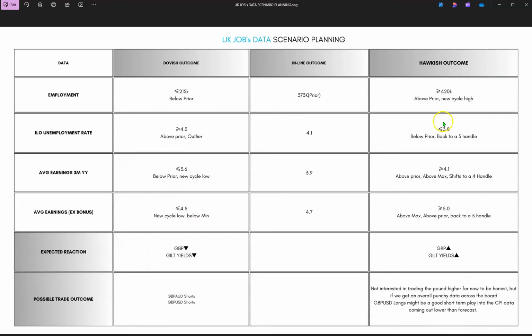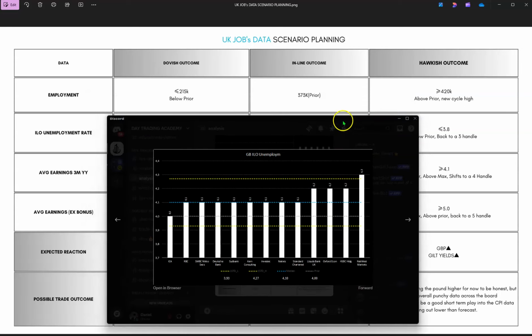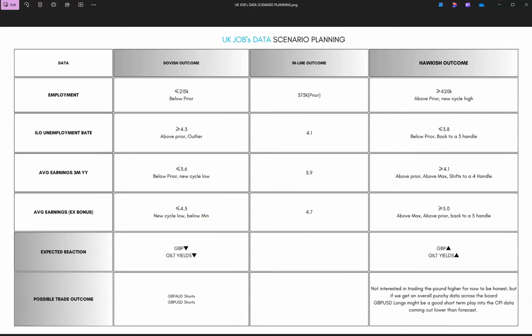Then for a hawkish outcome, I'm expecting a 3.8. And the reason is because it's below the prior, which is at 4.0, and it's also back to the 3 handle. You know what I always tell you guys about that shift from a 4 handle to a 3 handle, or from a 5 handle to a 6 handle, thereabout. So I feel like a 3.8 is below the minimum here. The minimum here is 4.0, right? I want to see something below that. And I also want to take a look at the time series for this data.